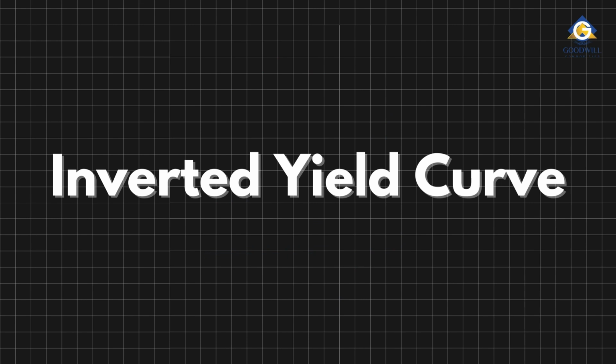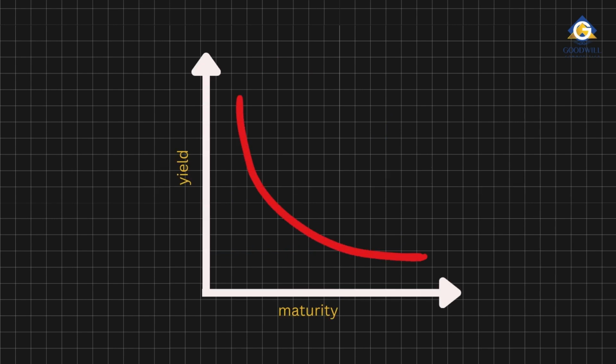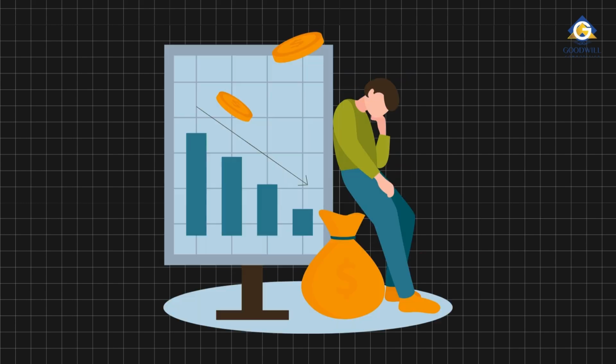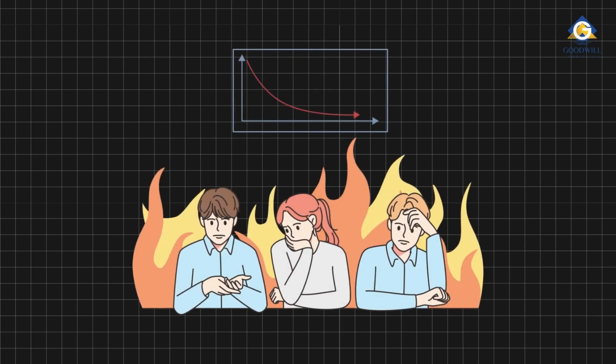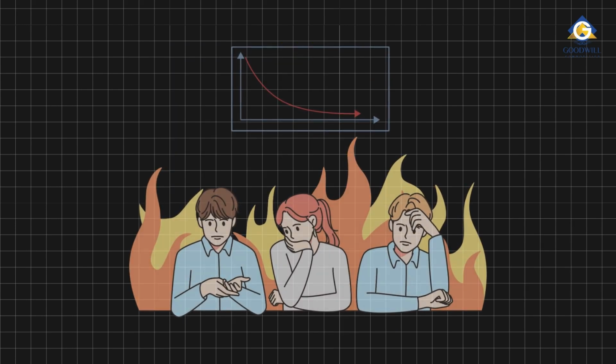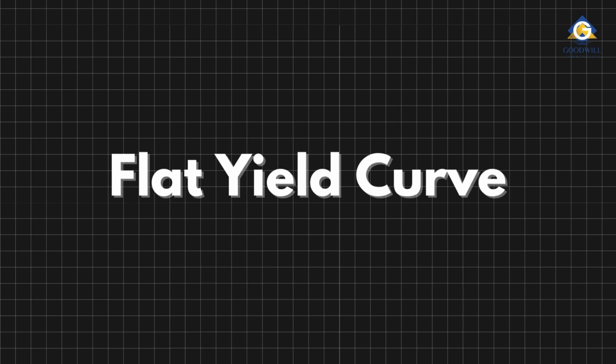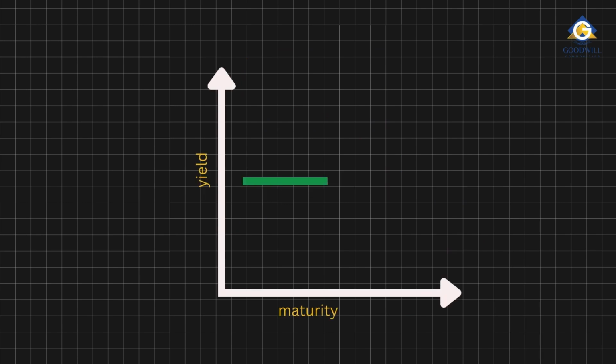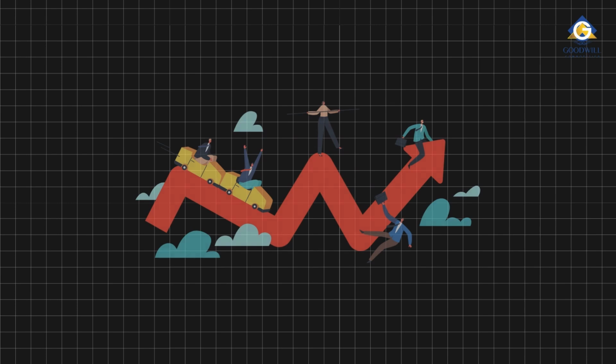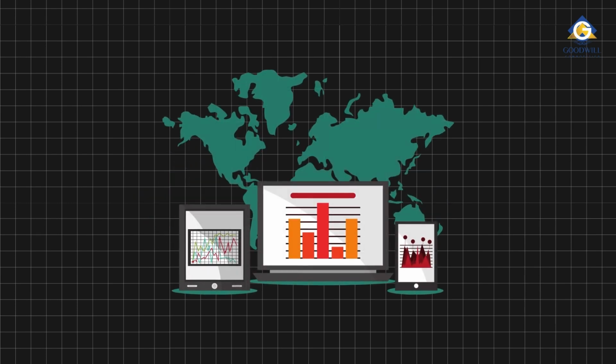Inverted yield curve. In contrast, an inverted yield curve is when short-term interest rates are higher than long-term rates. This is often a sign of an impending recession, as it suggests that investors are worried about the near-term economic outlook. Flat yield curve. A flat yield curve, as the name suggests, is when the interest rates for short and long-term bonds are nearly the same. This shape can signal uncertainty or a potential economic slowdown.